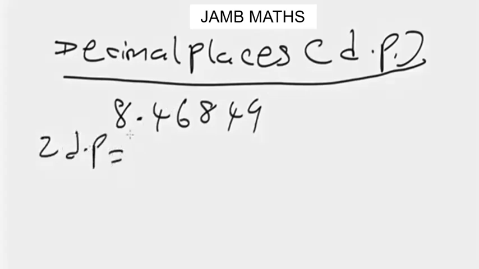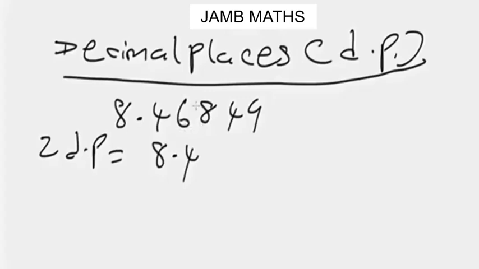Now note that decimal values or decimal places start counting immediately after the decimal point. So for this value, after the decimal point, the first value is 4. The second value is 6. To round off this value to 2 decimal places, it's going to be 8.4, and this is the second number. We were asked to round it off to 2 decimal places, so after 4, this 6 is the second decimal place.